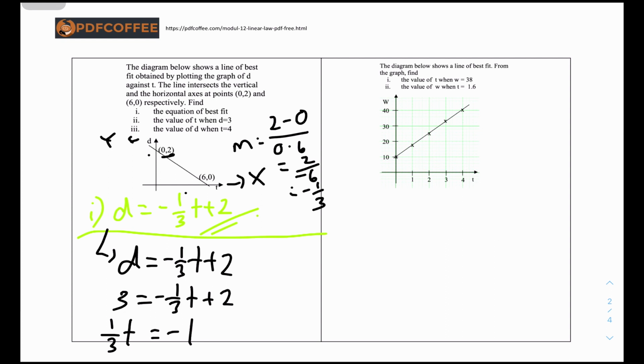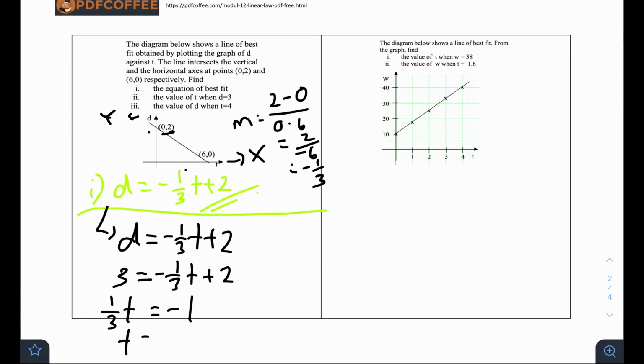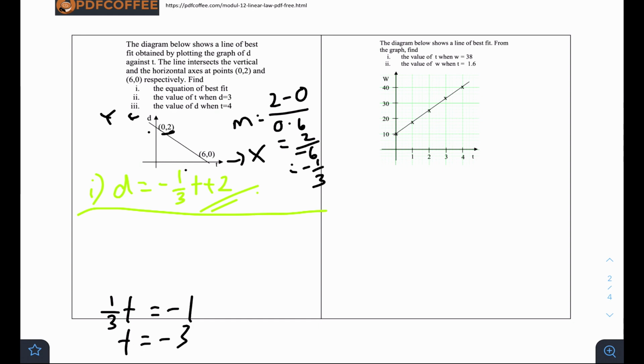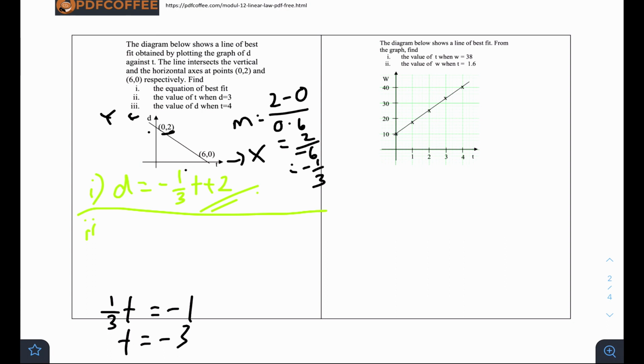And the left and the right side is minus 1 divided by 1 over 3, which gets us t equals minus 3. So to rub this out, we have the second part to our answer, which is just t equals minus 3.